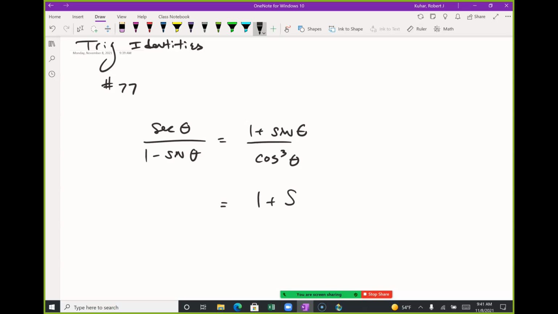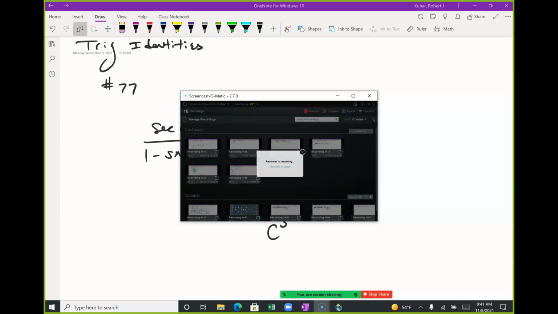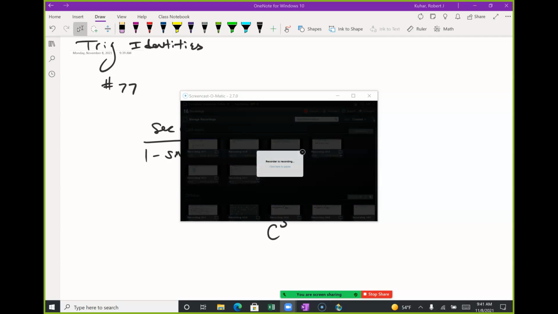So 1 plus sine over cos cubed. Remember, I'm doing this without writing too much. I'm a very lazy man. Sometimes I sit down on the sofa and I forget to get the remote control, so I just sit there and watch TV anyway with it off.